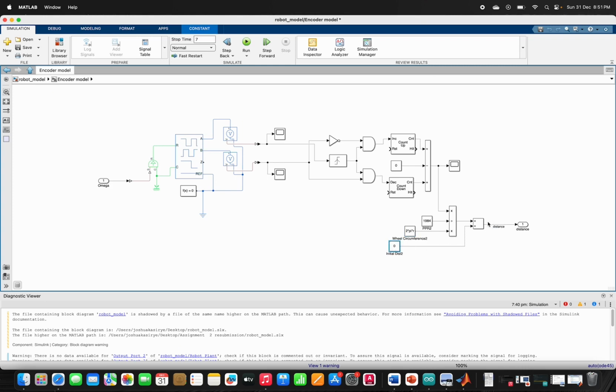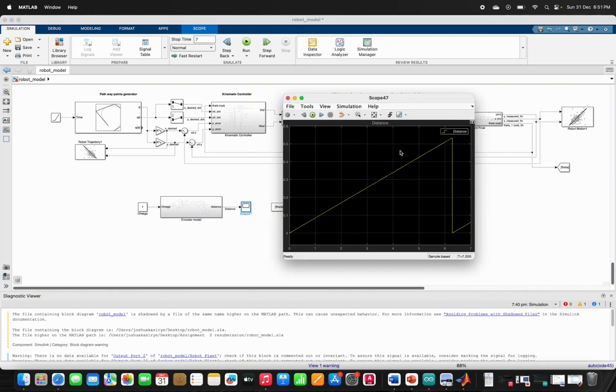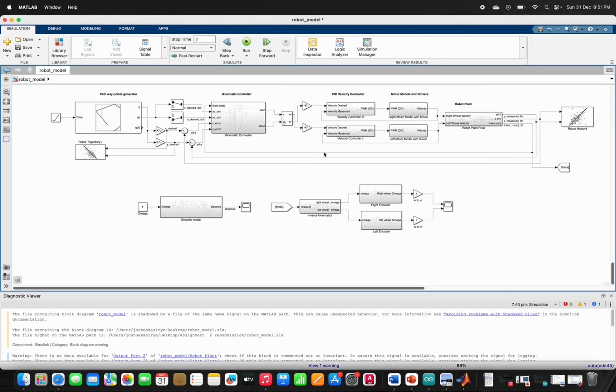If the initial distance is 0, we add it to 0, but if it is another value, we add it to that. So in this particular encoder design, we are putting in omega and we are receiving distance. When it was run, you can see that it behaves linearly as expected, as any linear incremental encoder would. Since we are providing a constant omega, it shows that the distance increases at a steady speed.